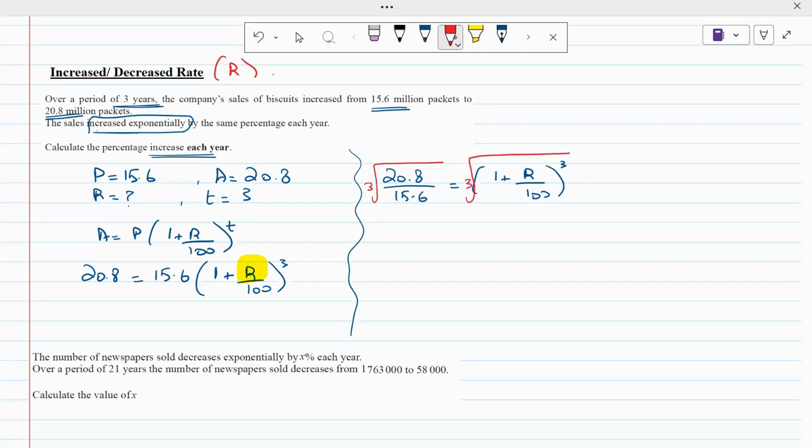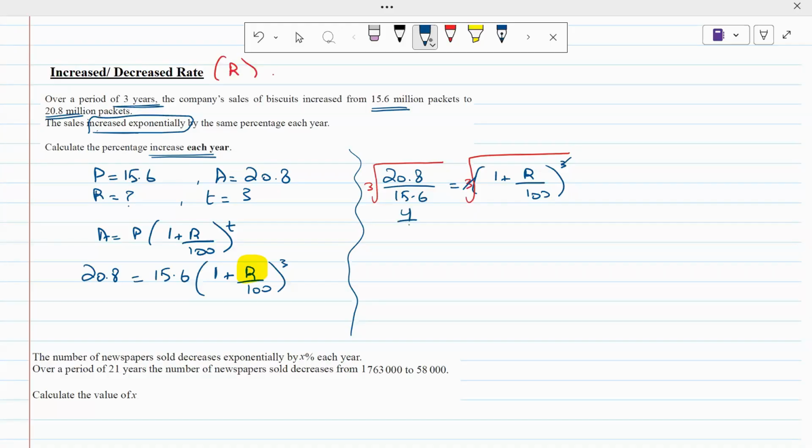So what happens is this cube root would cancel the cube. And on the left side, you have to apply the cube root of 20.8 and 15.6. Let me find the value. What was the answer? 20.8 divided by 15.6 whole power 1 upon 3.